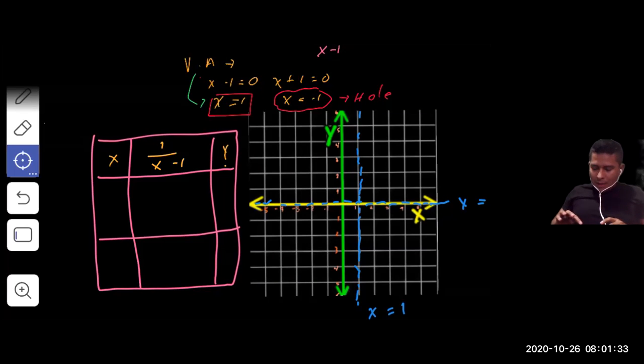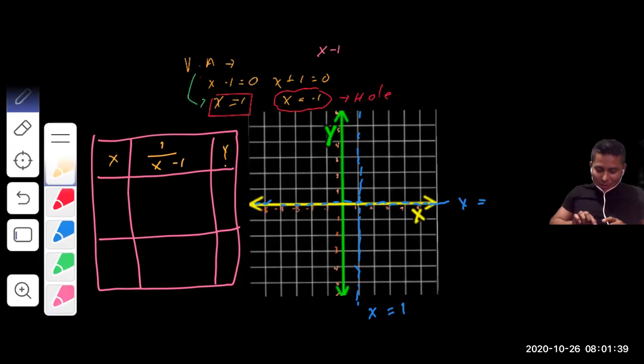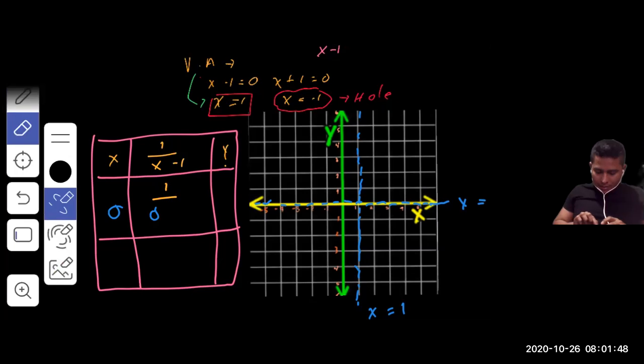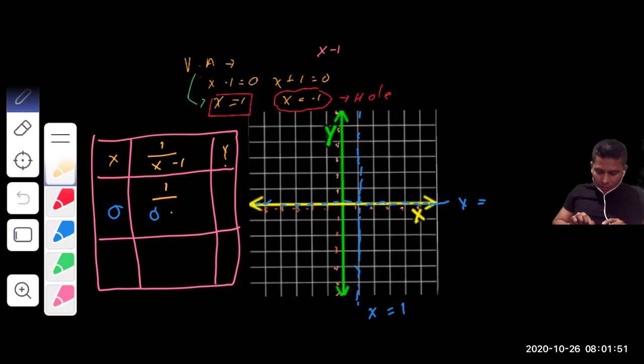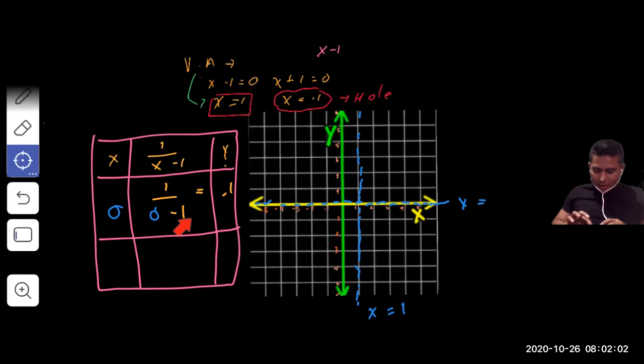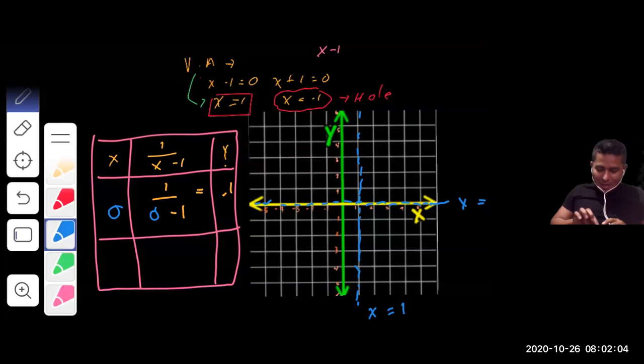Okay, tell me one value to the left of my vertical asymptote. -1 and 0. Okay, I'm going to take the easiest one. Which one? 0. Let's plug in 0 and see what we're going to get. 0 minus 1, okay, that is -1. What is this equal to, guys? 1 over this. -1. Excellent.